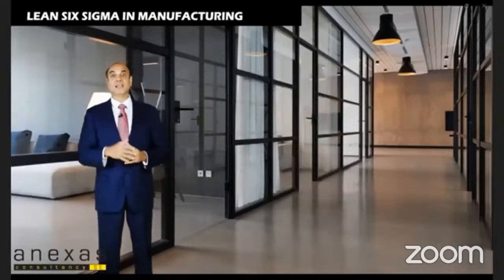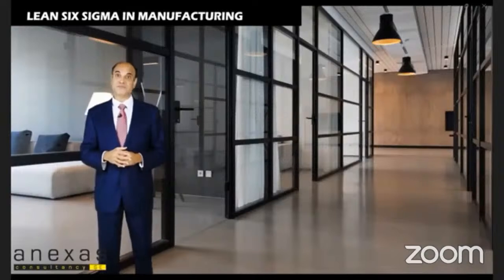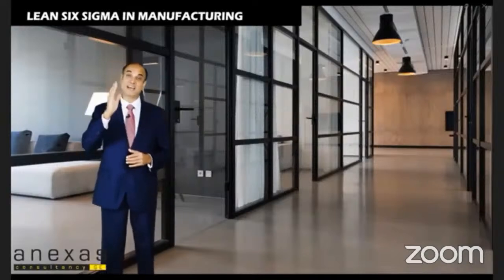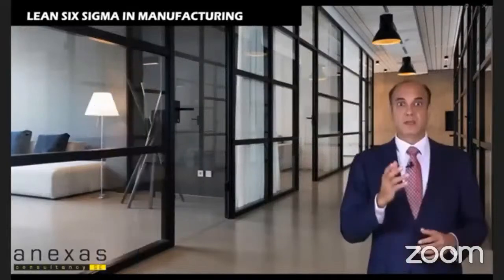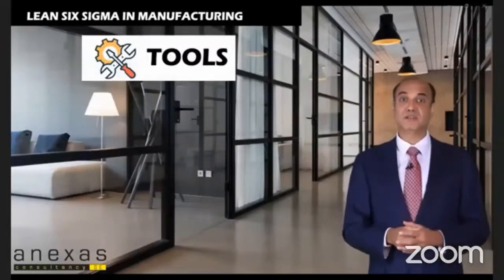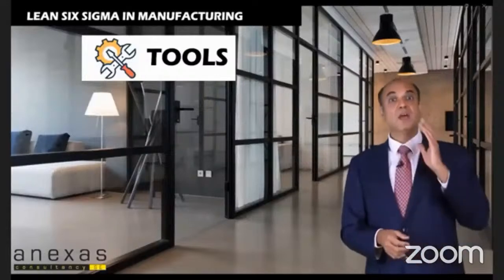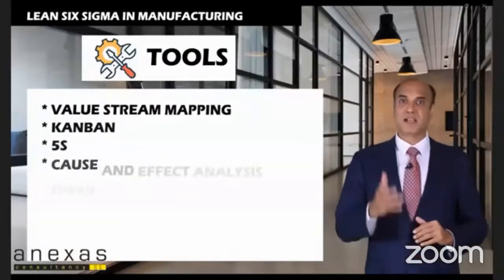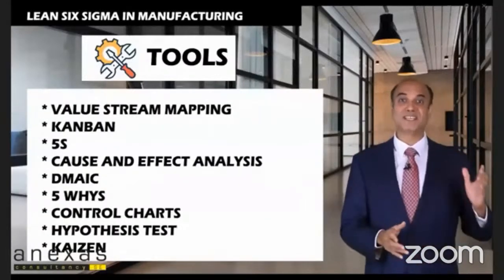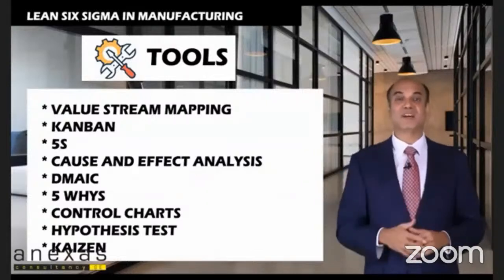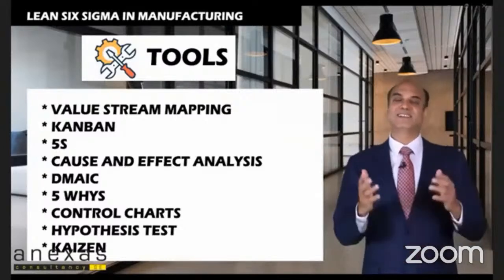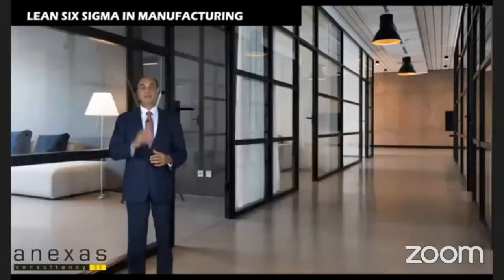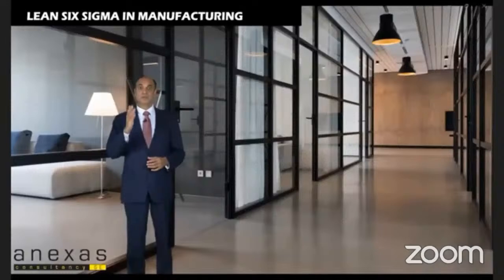Defects in your product can cost your organization a fortune. So the focus is on reducing the defects by focusing on the processes. Let me talk about some Lean Six Sigma tools that can be used in manufacturing. Value stream mapping, Kanban, 5S, cause and effect analysis, control charts, DMAIC, 5 Whys, Kaizen, hypothesis tests, etc. Let us talk about a few.